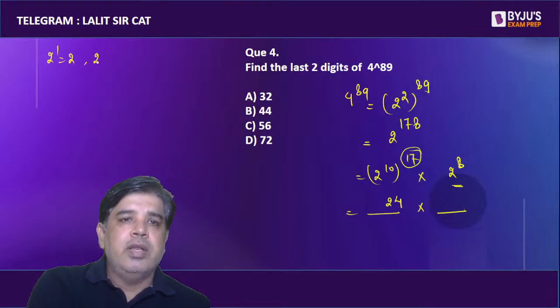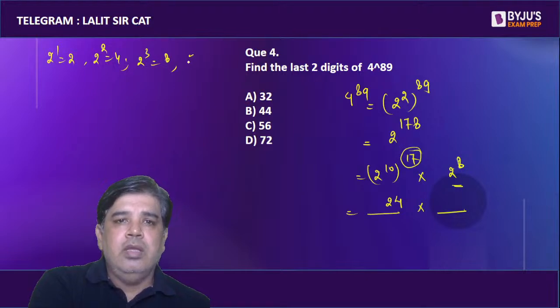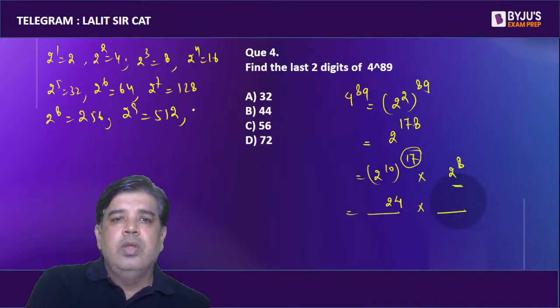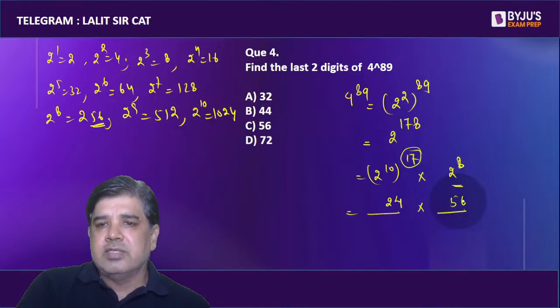2 raised to power 1, 2 raised to power 2, 2 raised to power 3, 2 raised to power 4, 2 raised to power 5, 2 raised to power 6. Keep doubling the number. 128, 2 raised to power 8, 256, 2 raised to power 9, 512, and 2 raised to power 10 is 1024. So the last two digits are 56.